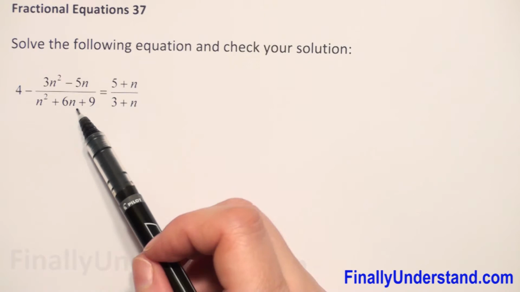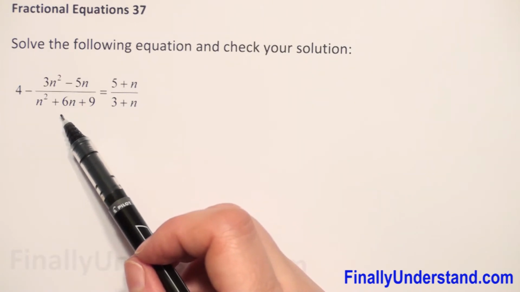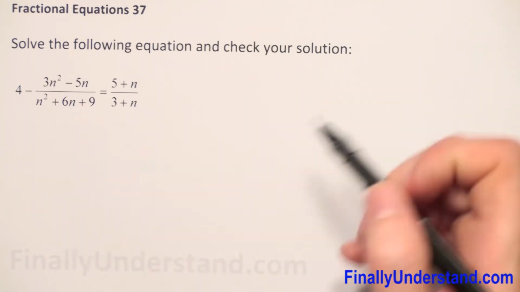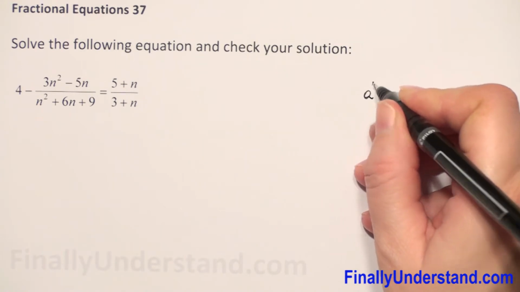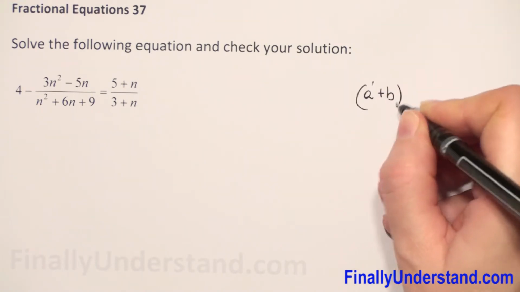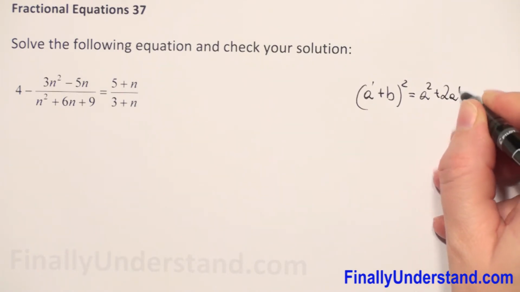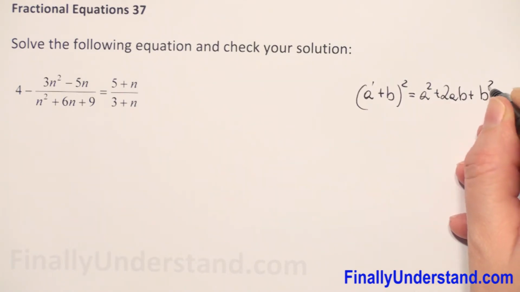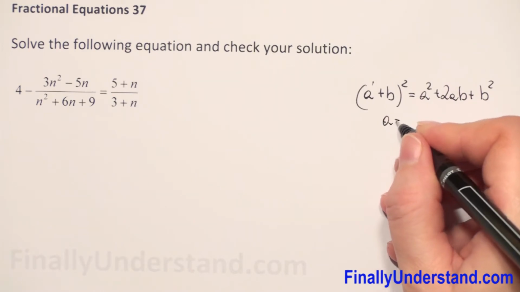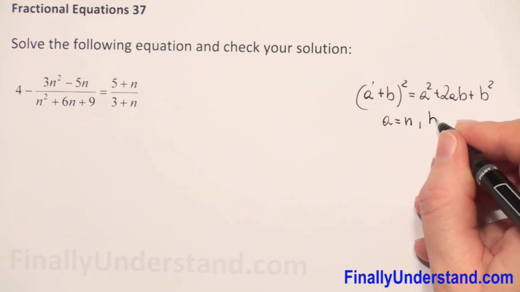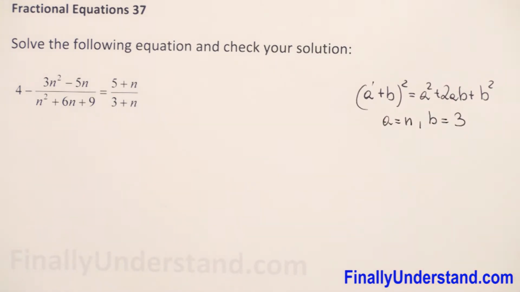So we will use here the formula for the square of a binomial. We know that a plus b to the second power is equal to a squared plus 2ab plus b squared. In our example, a is equal to n and b is equal to 3. So let's do it from the beginning.